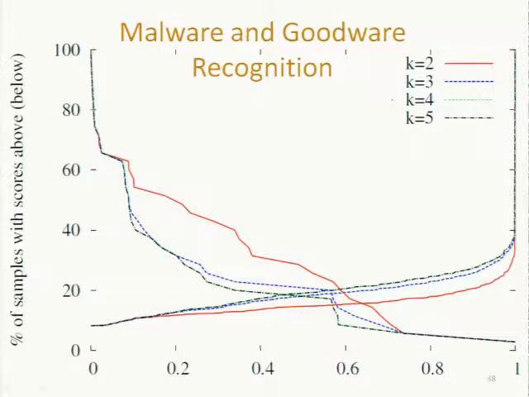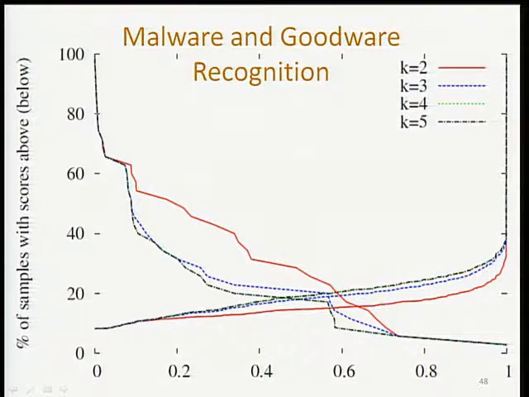So the rising curves from left to right are the malware detection curves. What the curve means is that every point on the curve, for every k, and we have different k's here, shows the percentage of malware that had score less than what you have on the x-axis. So for instance, in this case, about 10% of malware had score less than 0.4.